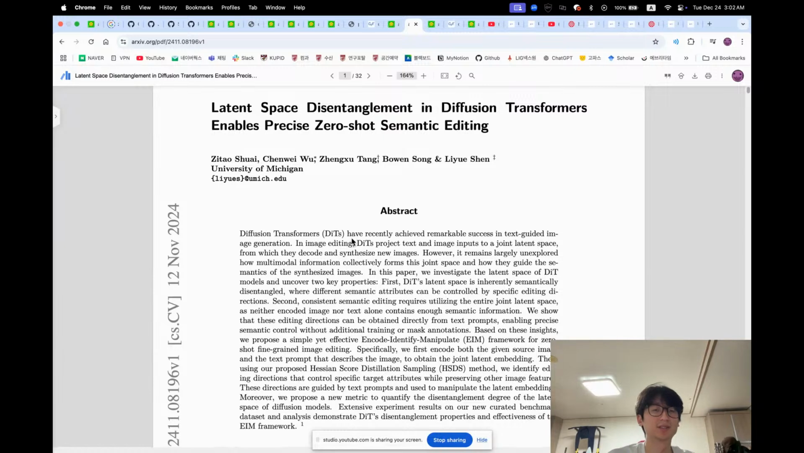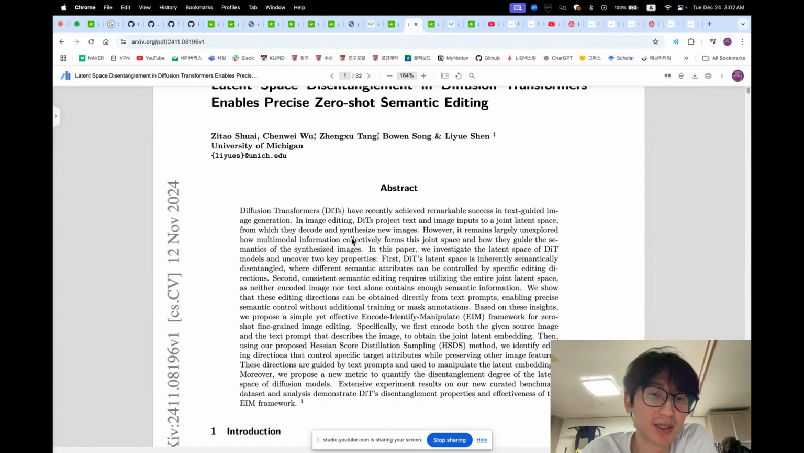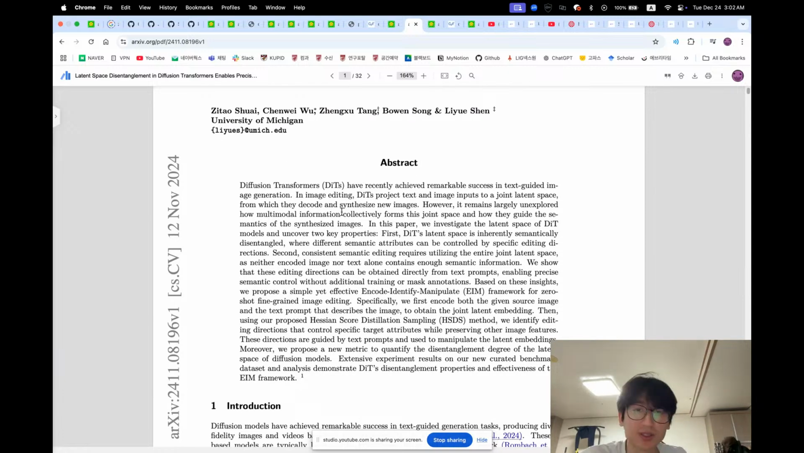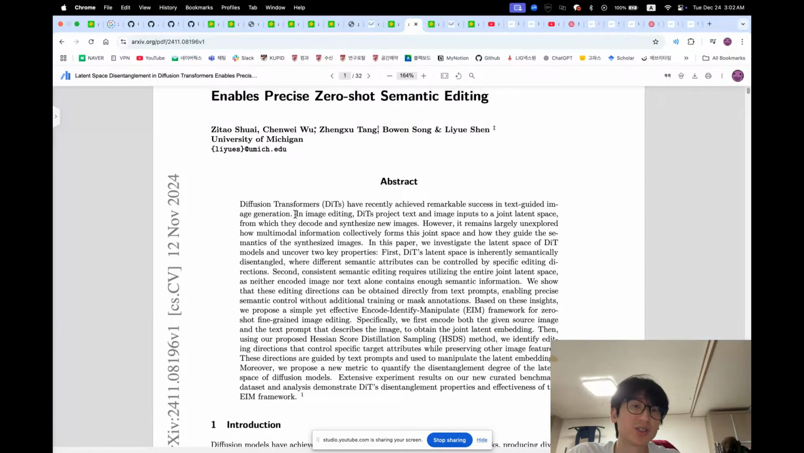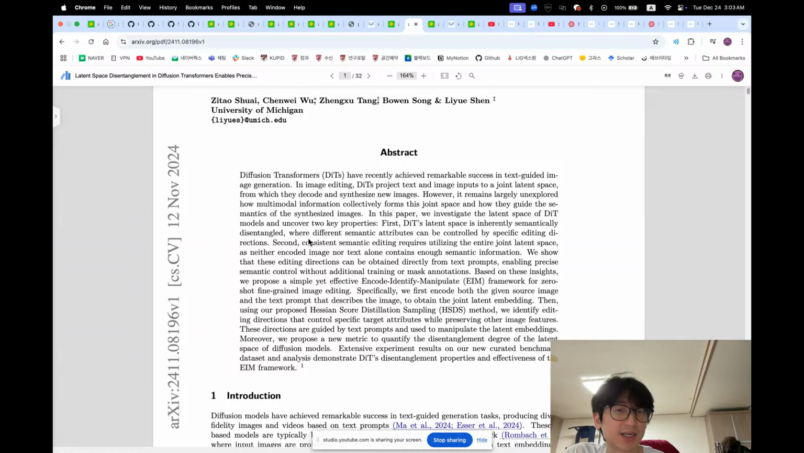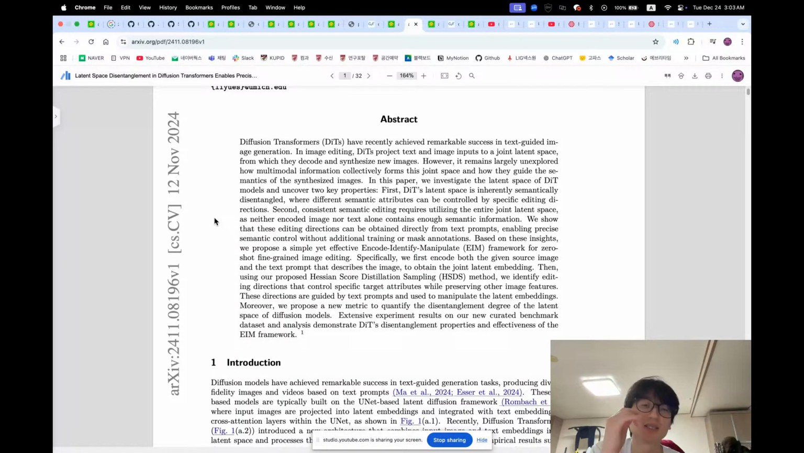Okay, second paper is latent space disentanglement in diffusion transformers enables precise zero-shot semantic editing. Latent space disentanglement, I think it's talking about stable diffusion. No, DiTs have recently achieved remarkable success in text-guided image generation. In image editing, DiTs project text and image inputs to a joint latent space from which they decode and synthesize new images. However, it remains largely unexplored how multimodal information collectively forms this joint space and how they guide the semantics of synthesized images. In this paper, we investigate the latent space of DiT models and uncover two key properties.